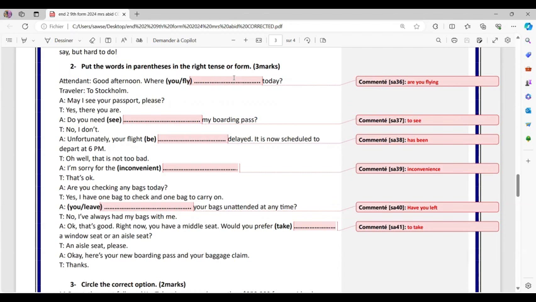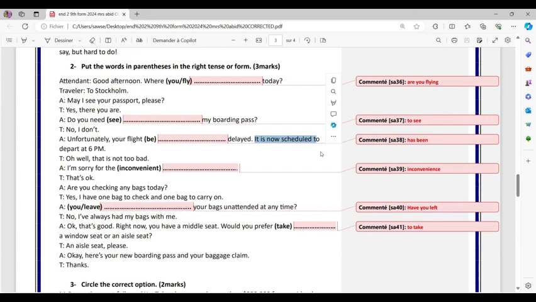No, I don't. Unfortunately, your flight delayed. Here, I mean, he's traveling, but he cannot do it now because his plane has been delayed. Has been delayed. Why has been delayed? Because there is a link between the past and the future. Now, it is now scheduled to depart at 6 p.m. So it has been delayed at an uncertain time in the past. So the effect of the action is still on. That's why we use the present perfect.